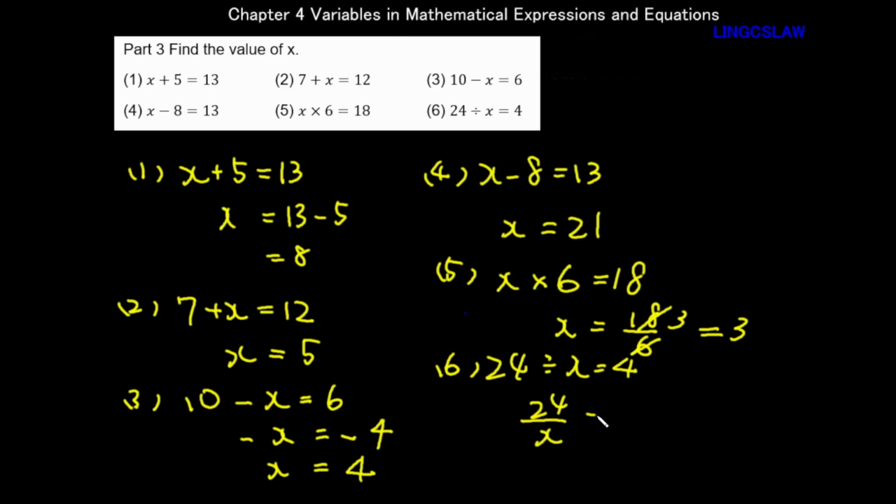This means this one. So let's multiply both sides by x. So 24 equals 4x. Okay, so let's swap both sides. And divide both sides by 4. So as a result, you will get x equals 6. Now let's go on to part 4.